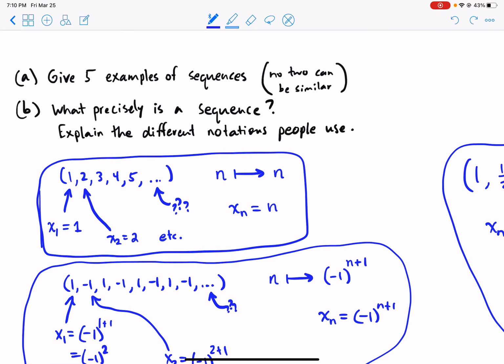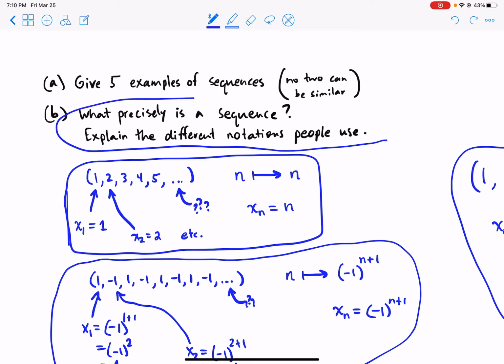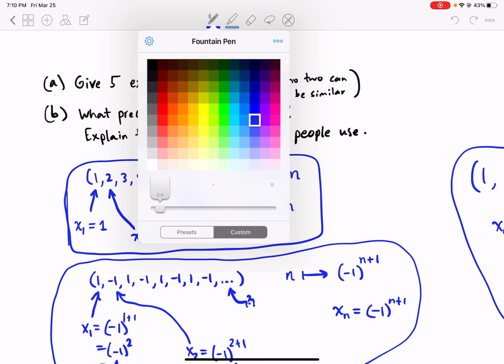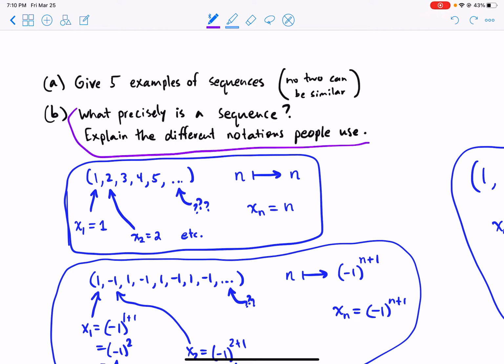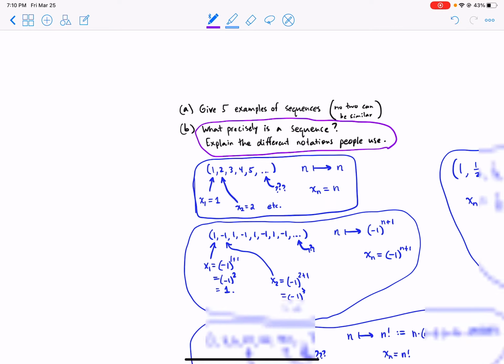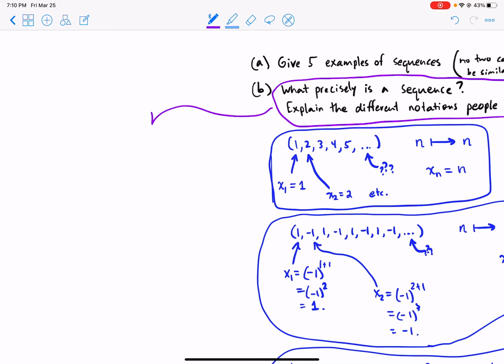What precisely is a sequence? Explain the different notations people use. Okay, so let's do this one in purple. Okay, how about over here? What is a sequence?